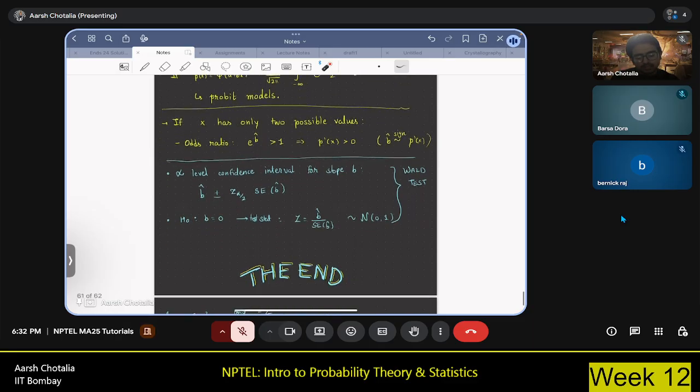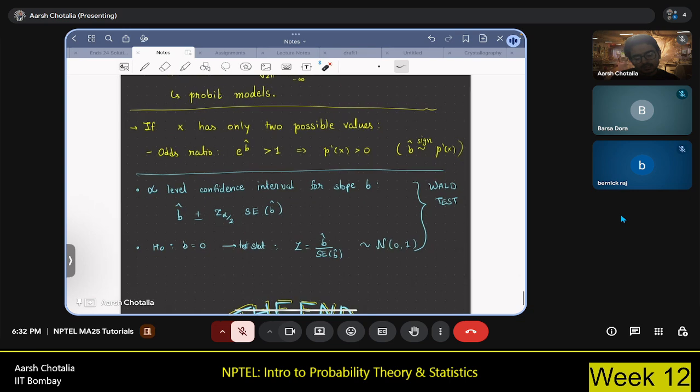All right. And finally, we can find the confidence interval for the slope b. Slope b is important, right? It tells us how much is the change in y given change in x. So that is given by the estimator b cap plus or minus this interval, which is z alpha by 2 times the standard error. And z alpha by 2 is the critical value drawn from the standard normal distribution.